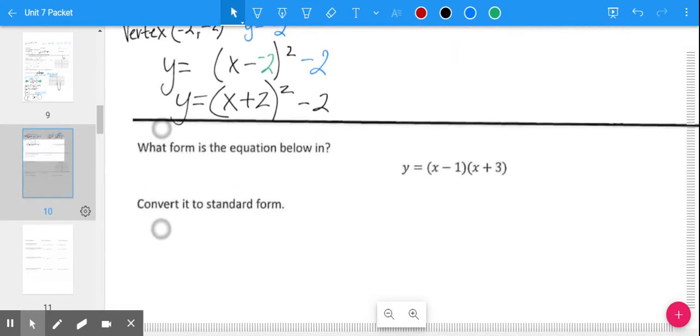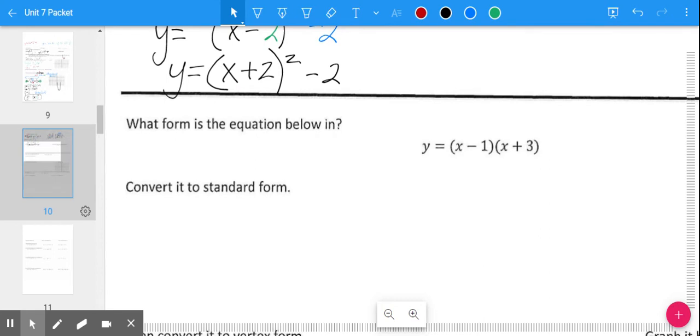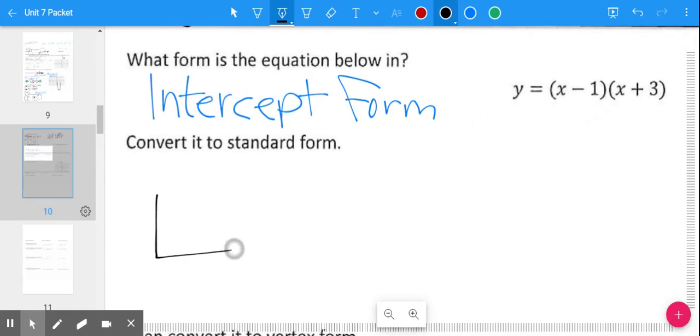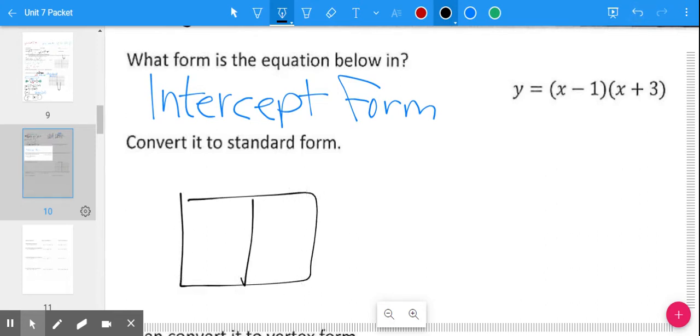So when we move down here, it says, what form of the equation is that? That is an intercept form. And it says we need to rewrite it, convert it into standard form. So this is where we do the area model again. So we have x minus 1, x plus 3.